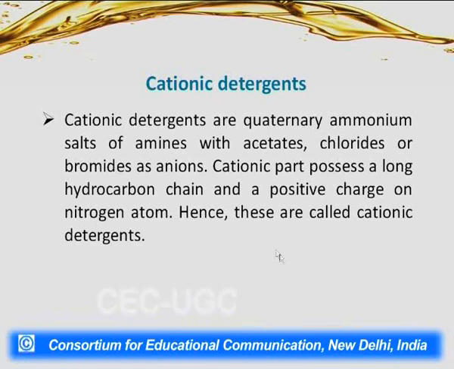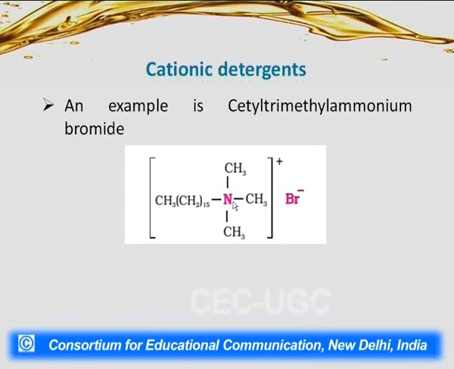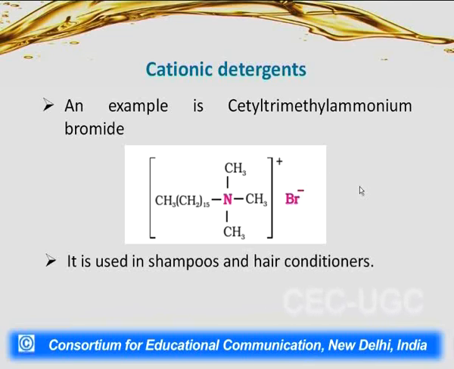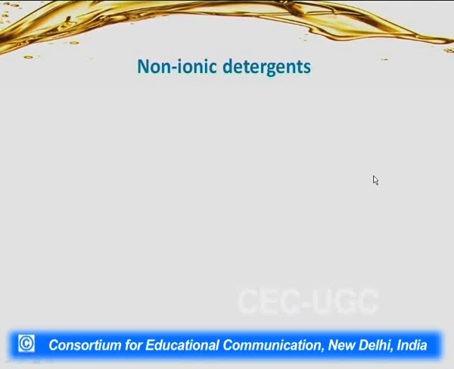Then cationic detergents are quaternary ammonium salts or amines with different anions. The cationic part possesses a long hydrocarbon chain attached to ammonium ions. This is one example, which is cetyl trimethylammonium. This is a 16 carbon chain and then 3 methyl groups. This is a quaternary ammonium salt, and these quaternary ammonium salts are used in shampoos and conditioners. Cationic detergents possess some bactericidal properties also, so anti-dandruff shampoos also contain these cationic detergents.